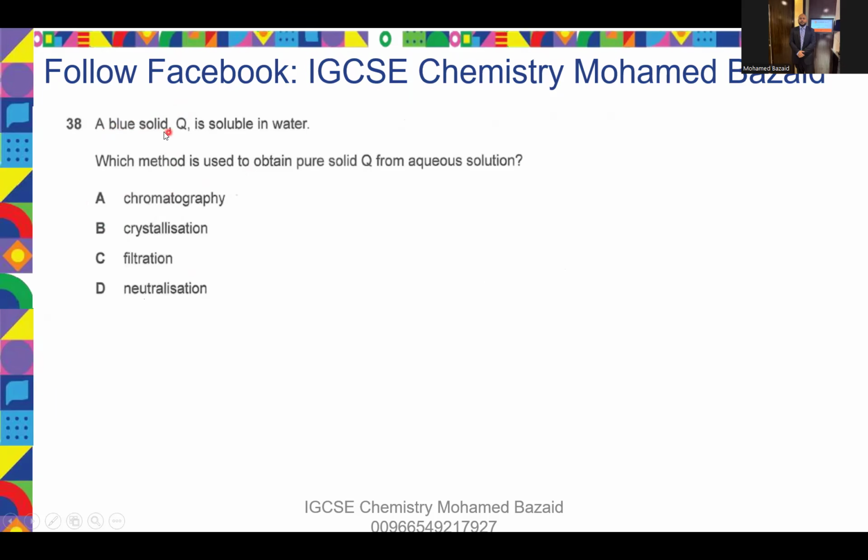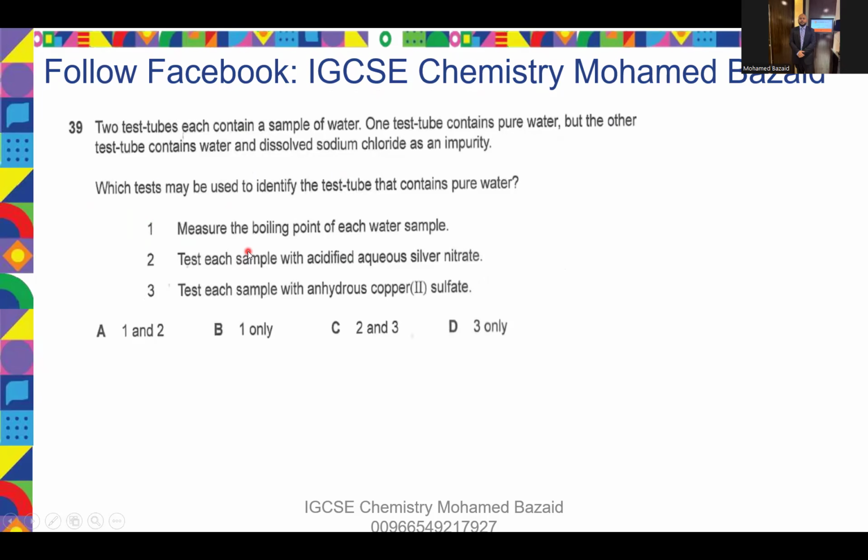38. A blue solid Q is soluble in water. So you have water, and this water contains Q, which is soluble. Which method is used to obtain pure solid Q from aqueous solution? Of course, crystallization. To obtain crystals, to obtain a solid from a substance soluble in water, you can use a crystallization process. 39.